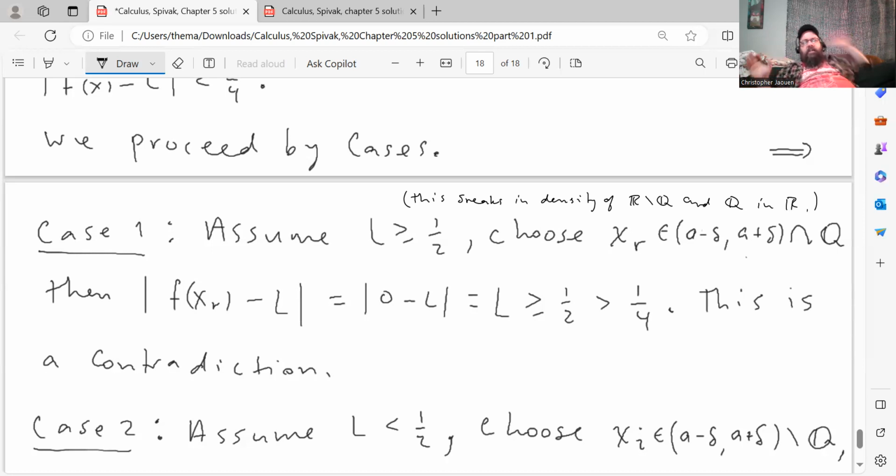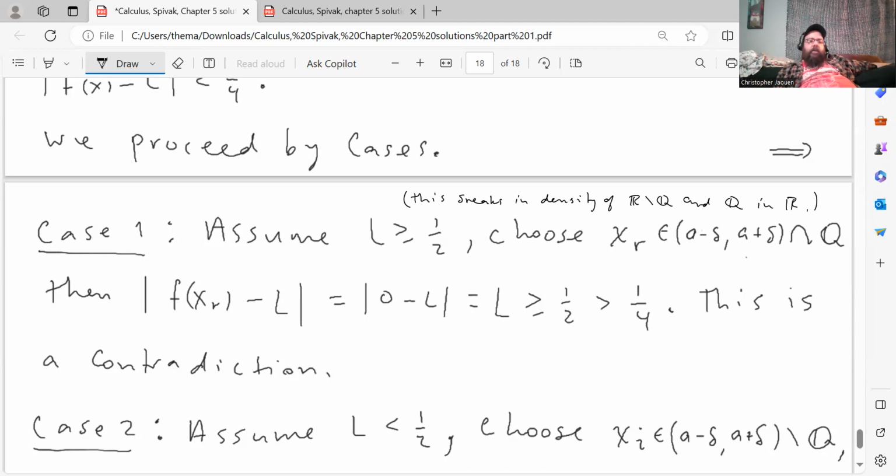So technically there's a bit of hand waving here. Like, how do we know that we can do that? But I don't know another way of doing this. So this is the way that I'm doing it. So assume that L is greater than or equal to 1/2. Choose a rational number in the interval from a minus delta to a plus delta.